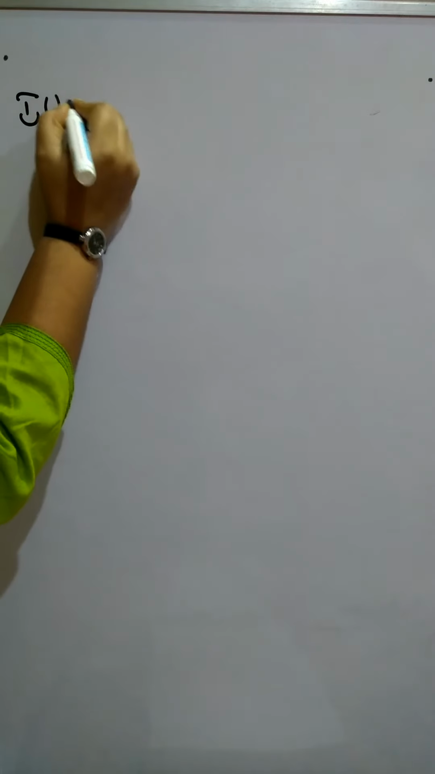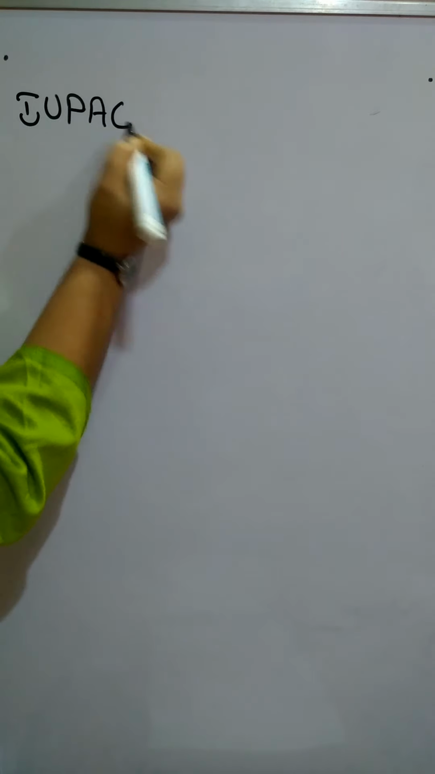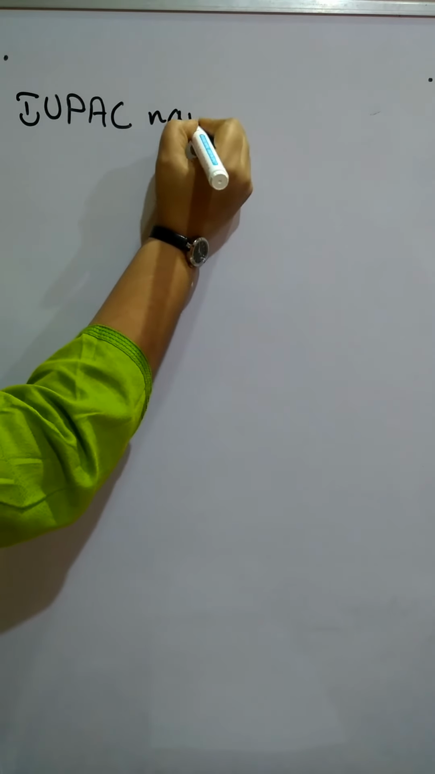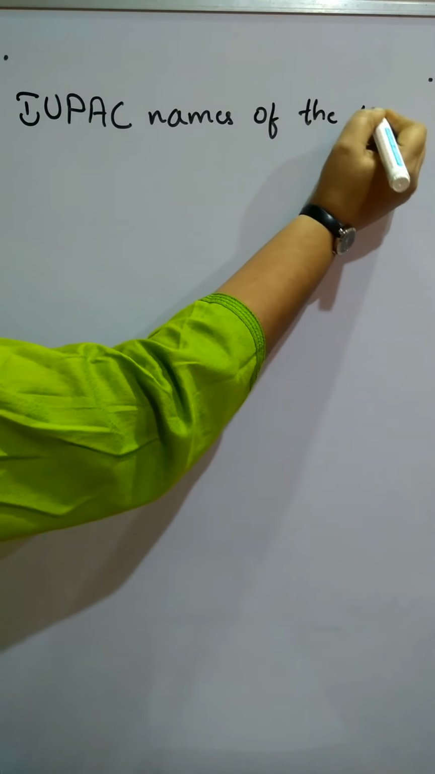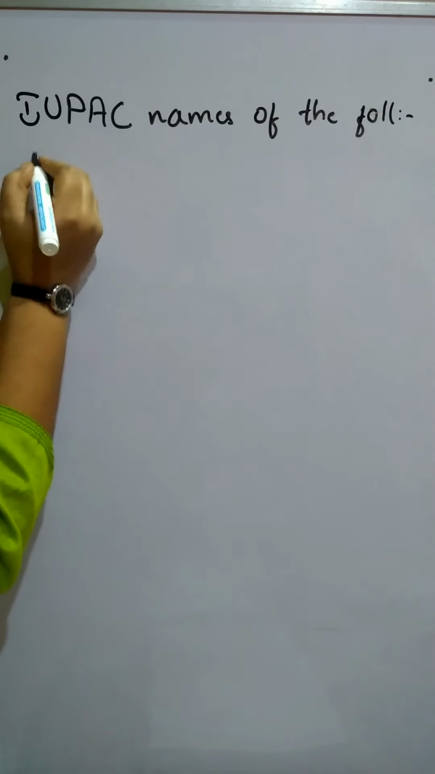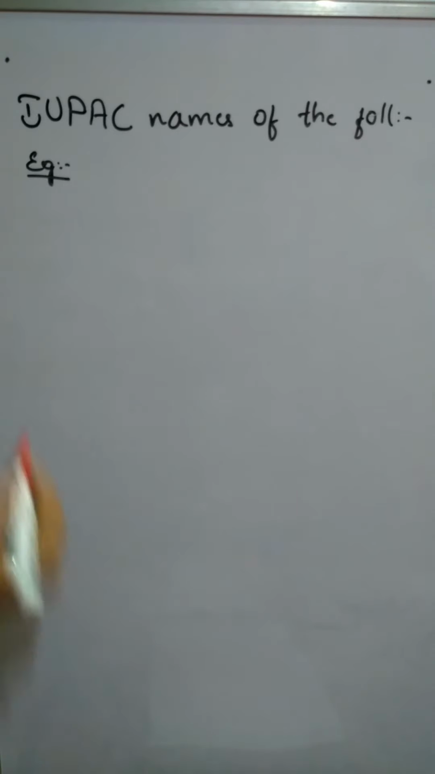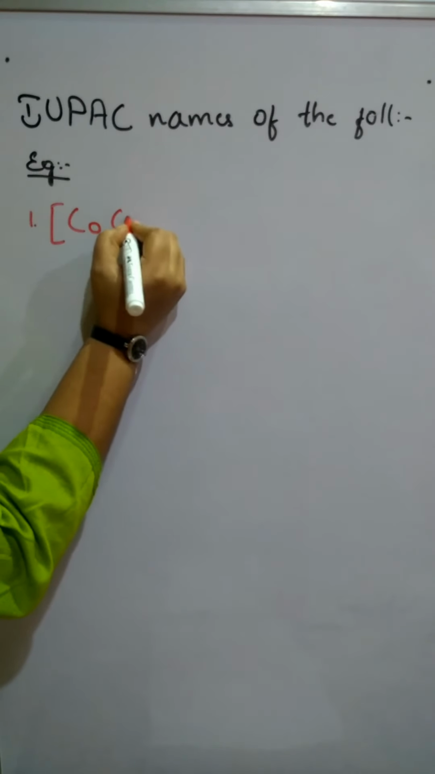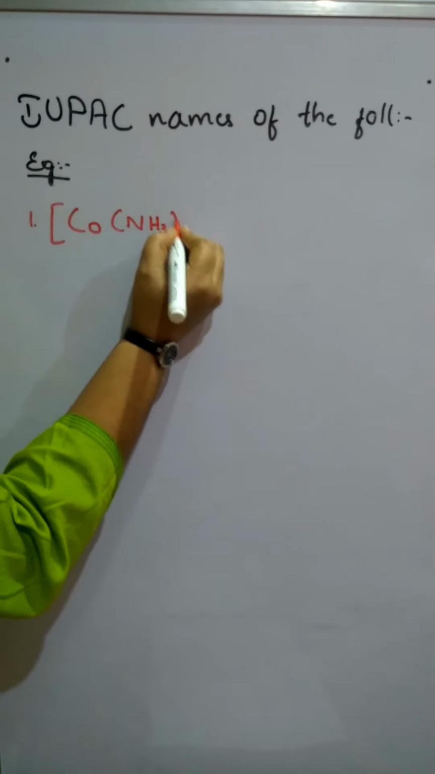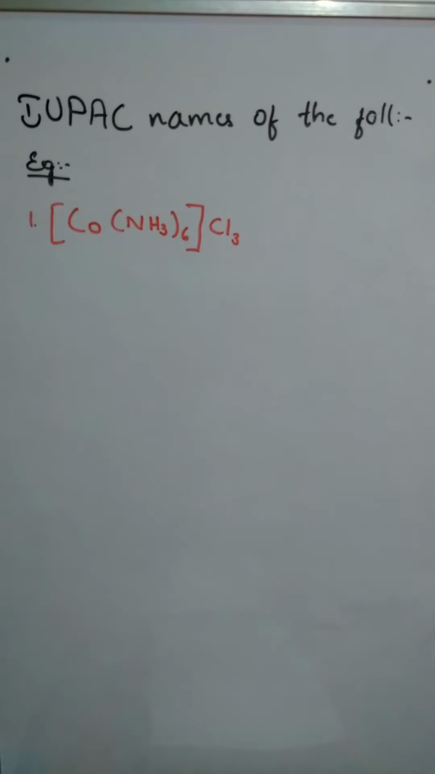So next we'll move on to the IUPAC names. IUPAC names of the following. We shall take up a few examples. So this is our compound.